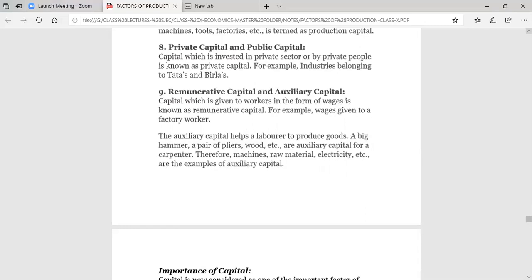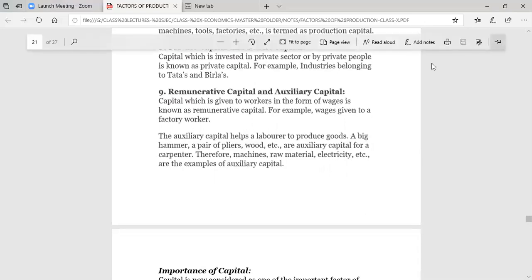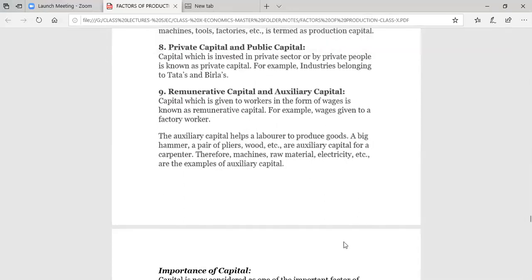So guys, today we have completed the third factor of production, that is capital. One more part will be there on this chapter, which will include the entrepreneur. Clear? That will be my last video to conclude this chapter.